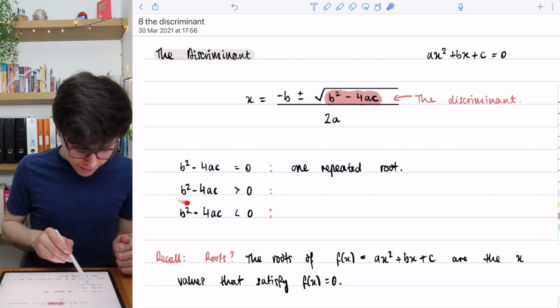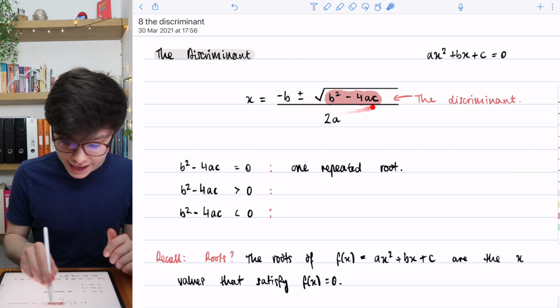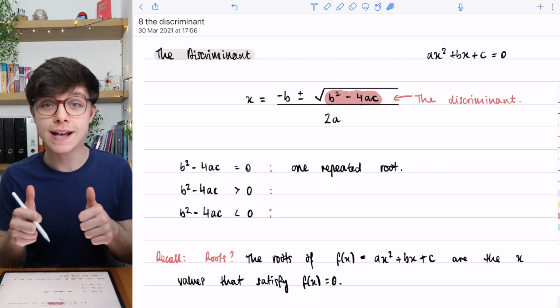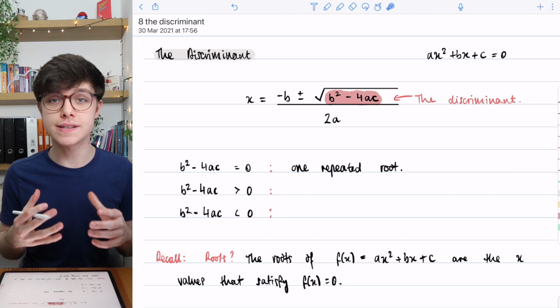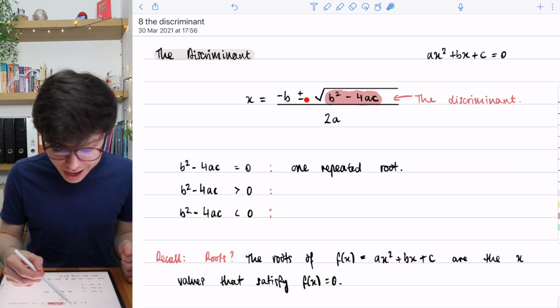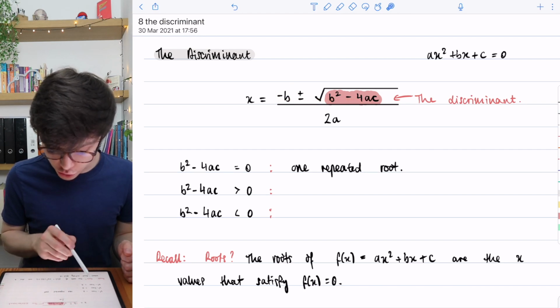Now let's think about if the discriminant is greater than 0. If it's greater than 0, then we're square rooting something that's greater than 0, so that's okay. It's positive, so we can do that. And we're going to plus and minus that thing from minus b here on the numerator.